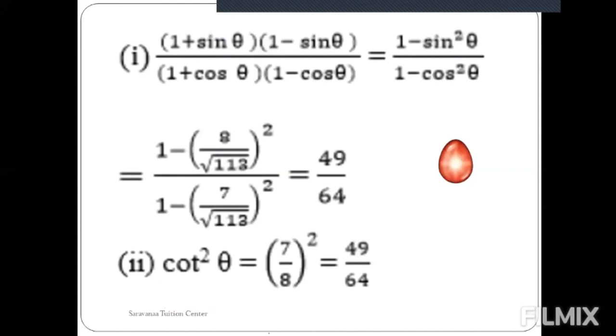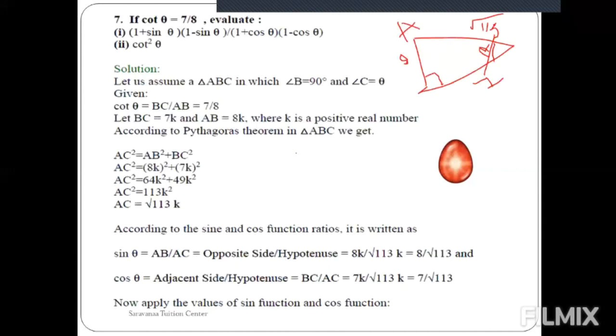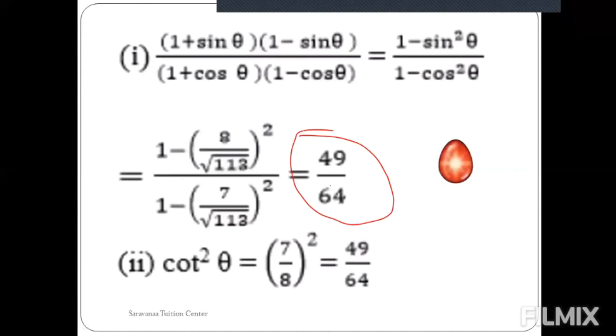Okay, you get the answer, like in the next slide. This one, the first one, you got. And the second one, cot square theta. Cot is adjacent by opposite. They have given that 7 by 8 is cot. So just square it. 49 by 64 is the answer. Moving on to the next question.